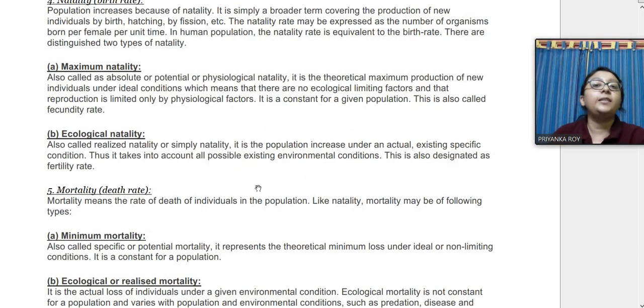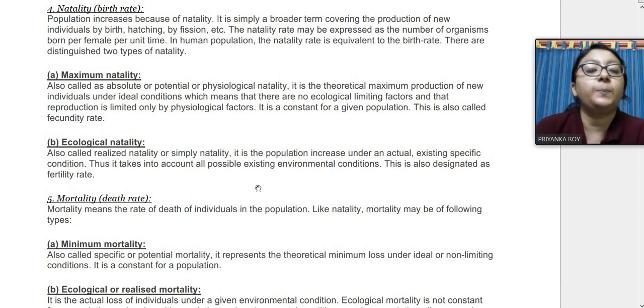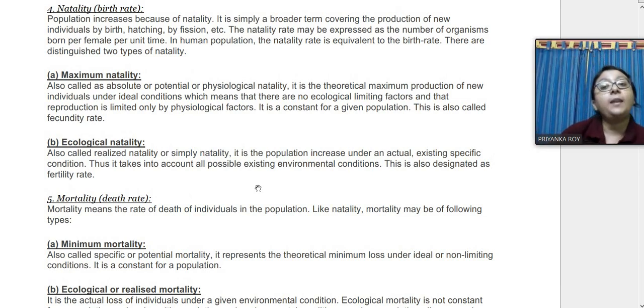Next is the natality and mortality. Natality means birth rate, very simple, and death rate is the mortality. When we are talking about natality or birth rate, you have to think that by birth the population size is increasing. New organisms are being added to the population and it is increasing in size. But there is an absolute or maximum potential of a population.